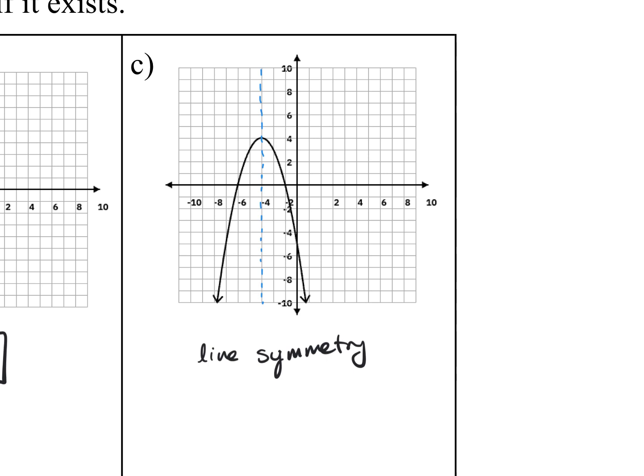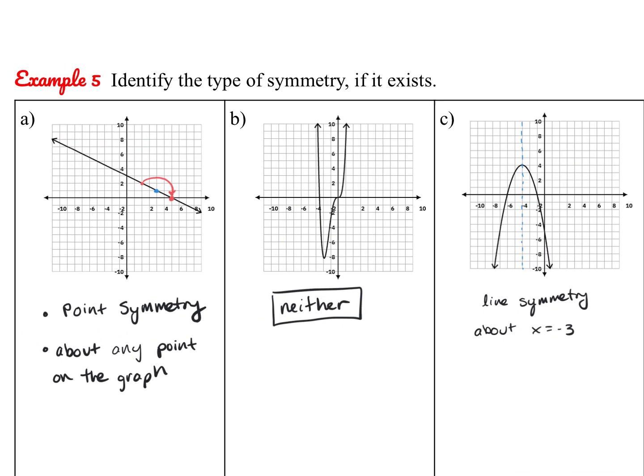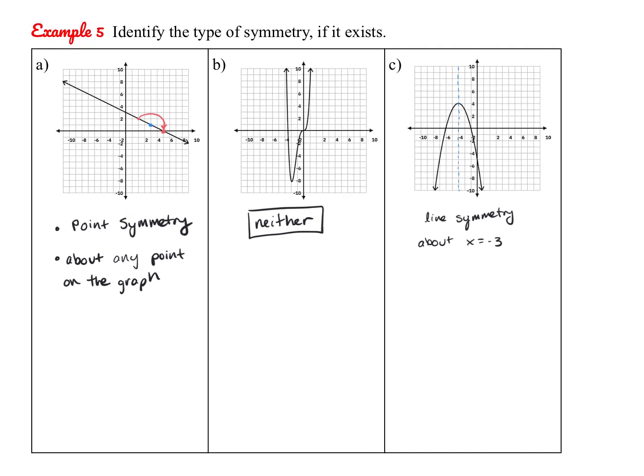And we're going to define this vertical line, and this is x equals -3. So it's about the line x equals -3. And again, if you folded your paper on this line, we would see that both halves of our graph would match perfectly. And there you have it.